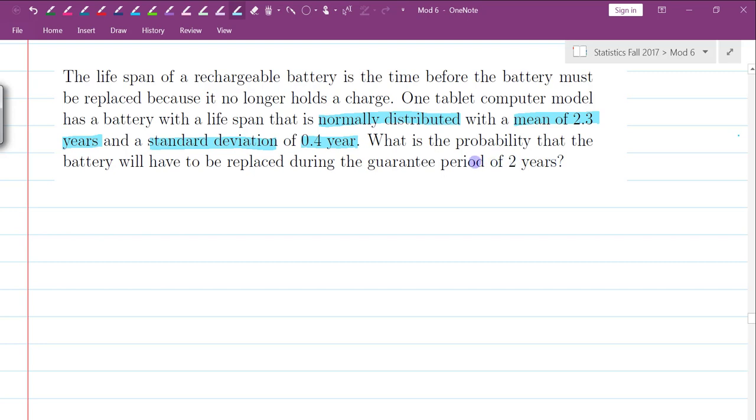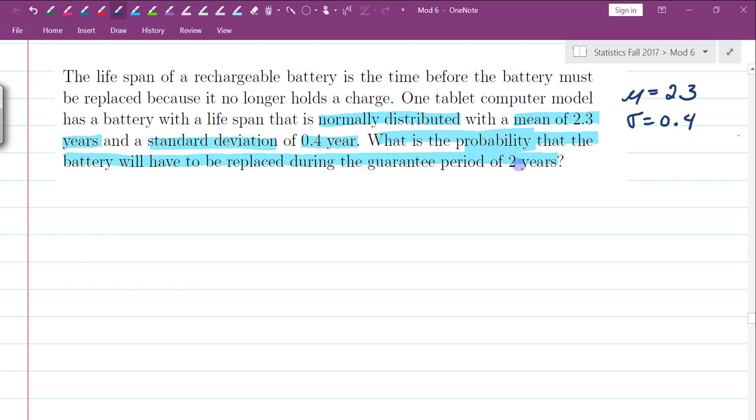So the guaranteed period, the warranty, is 2 years. So the question is, what's the probability? Make sure we key in on the probability that the battery will have to be replaced within a 2-year period. We know that we're dealing with a normal distribution. We have the mean equal to 2.3, a standard deviation of 0.4, and we have a guarantee of up to 2 years.